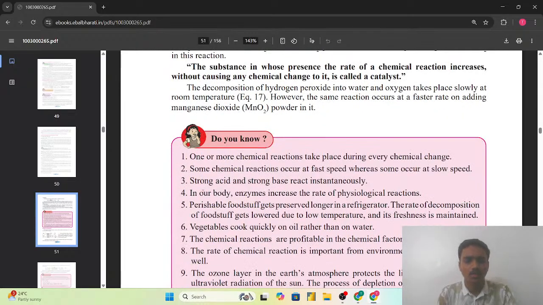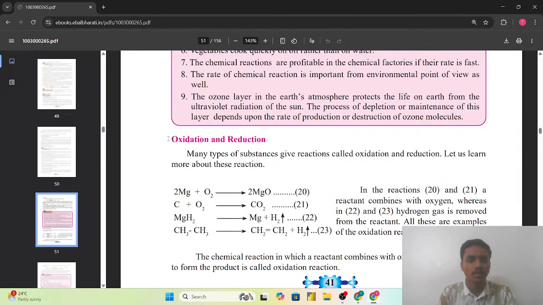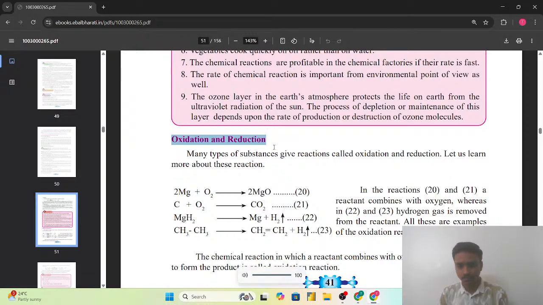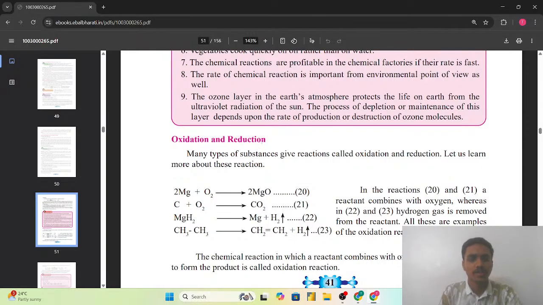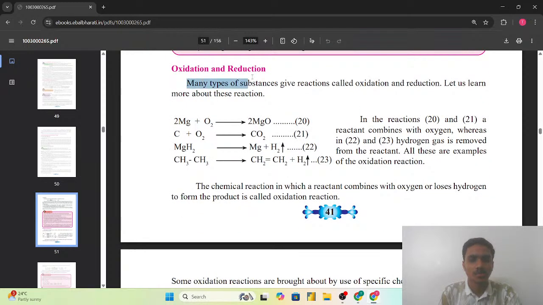तो आगे हमें देखना है, हमने डू यू नो भी देख लिया था, तो आगे हमें दो इंपॉर्टेंट कंसेप्ट दैट इज द ऑक्सीडेशन एंड द रिडक्शन रिएक्शन, इन दो कंसेप्ट को हमें क्लियरली समझ लेना है। So oxidation and reduction reaction. So many types of the substances give the reactions called the oxidation and reduction. Let us learn more about these reactions.